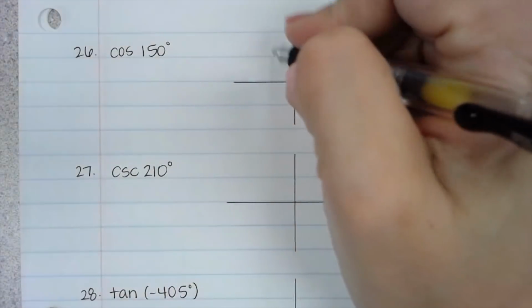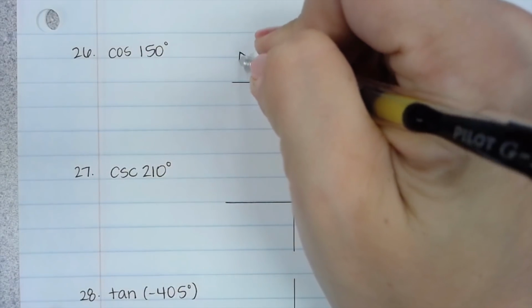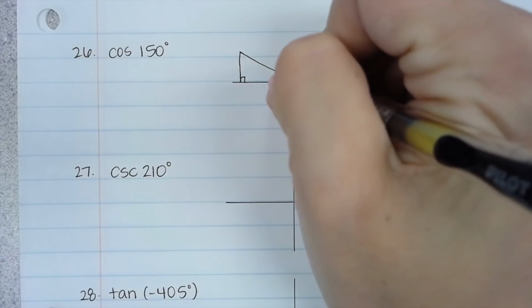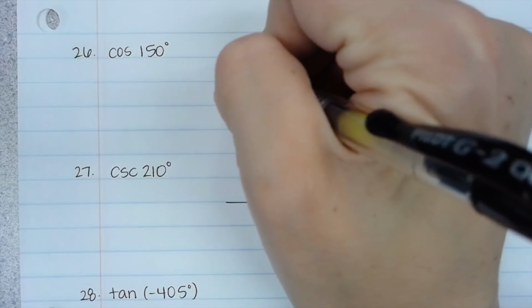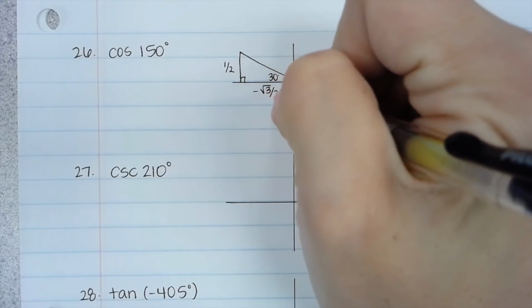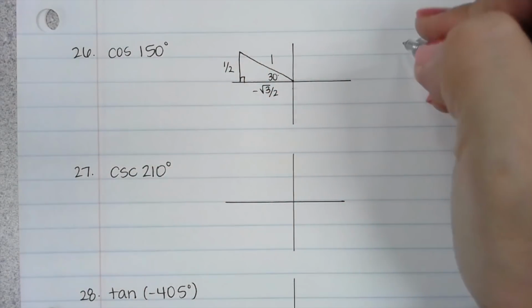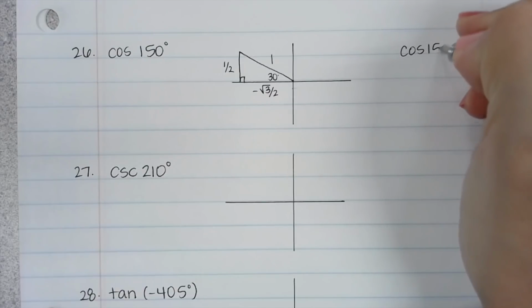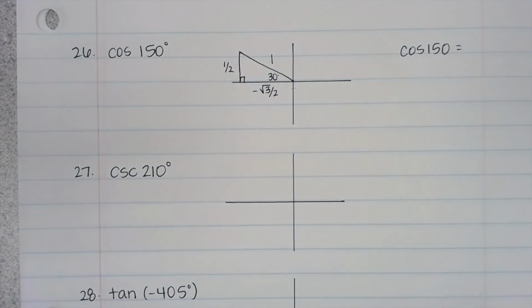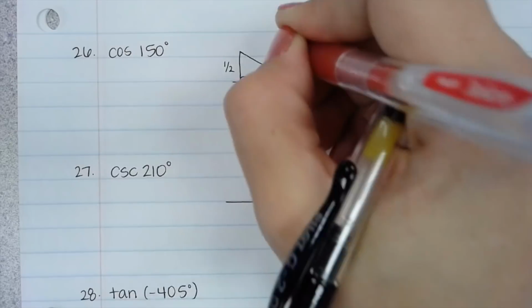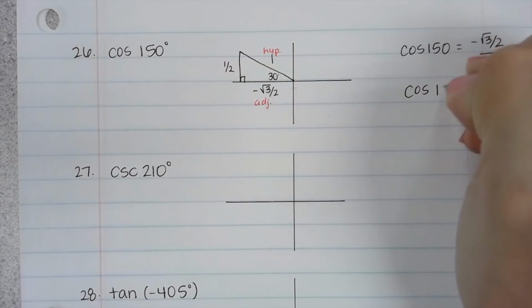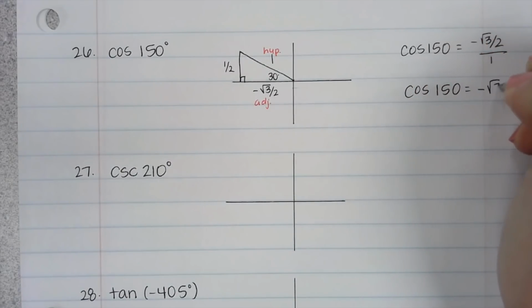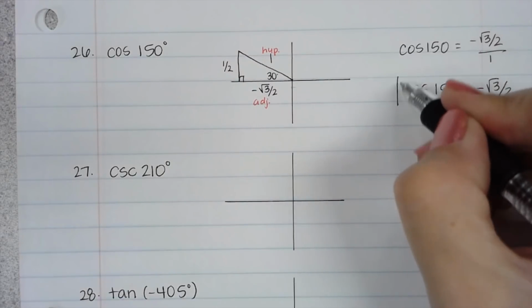Question 26, we're finding the cosine of 150. So 150 is over here also in quadrant 2. If this is 150 degrees, my reference angle would be 30 degrees. So this is positive 1/2. This is negative the square root of 3 over 2, and then my hypotenuse is always 1. So for this one, the cosine of 150 degrees would be equal to, for cosine, I need adjacent and I need hypotenuse. Negative the square root of 3 over 2 divided by 1. So the cosine of 150 degrees is going to be negative the square root of 3 over 2.